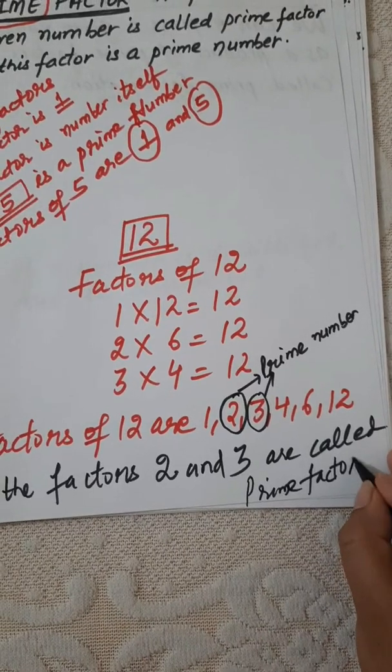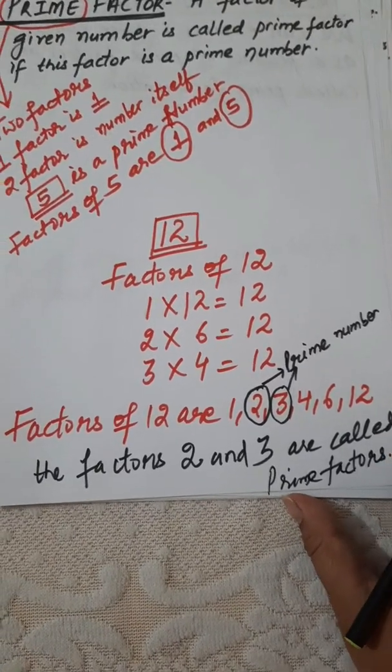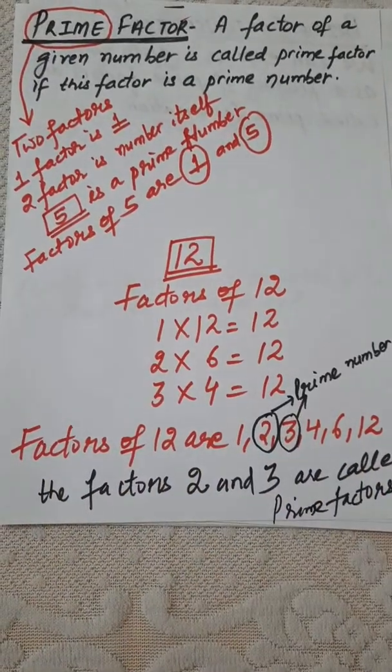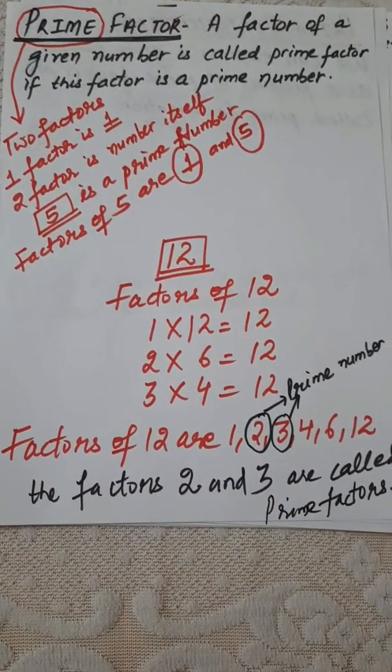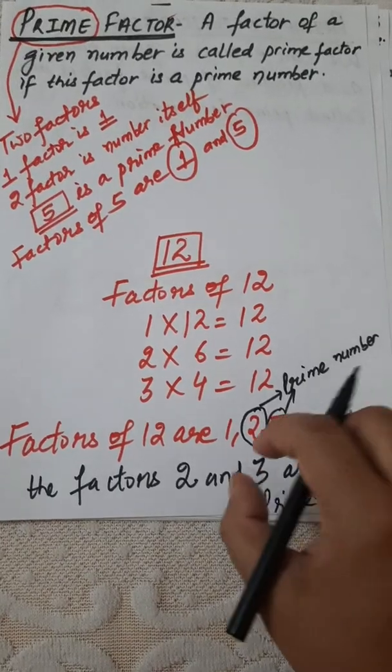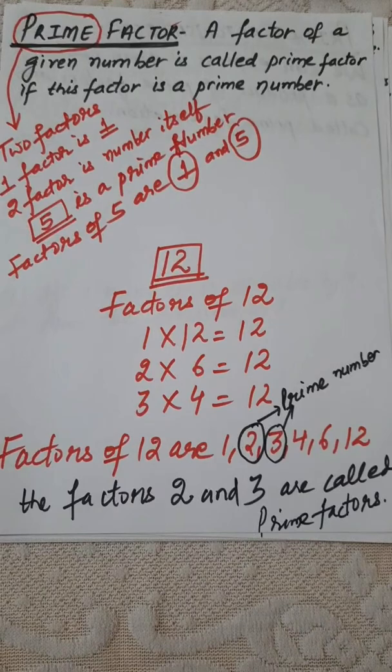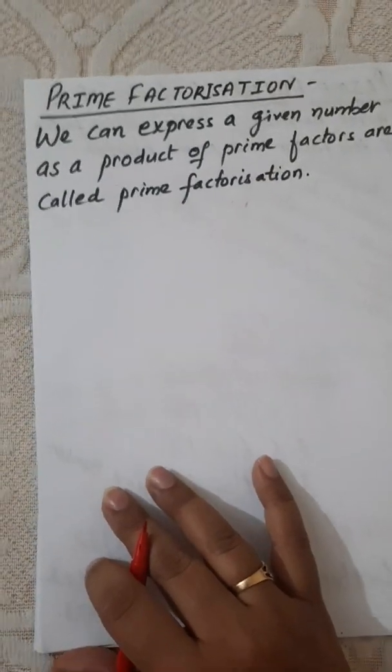Prime factors means the factors which are prime numbers are called prime factors. We always write the factors of the given number, and while writing the factors of the given number, if you get a prime number, then these numbers are called prime factors. Now next we have prime factorization.